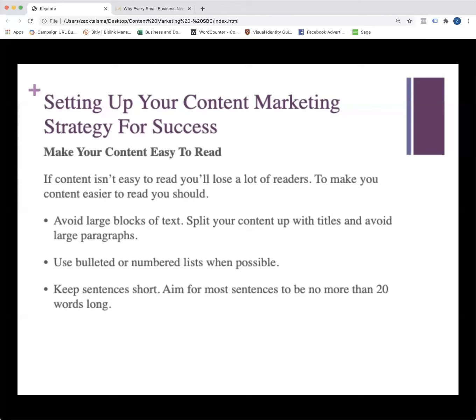Use bulleted, numbered lists when possible, and keep your sentences short. Most sentences should be no more than 20 words long. Too many run-on sentences, too big paragraphs where you have 6, 7 sentences in a paragraph makes it very hard to read. So making your content as easy to read as possible is going to help keep people engaged.